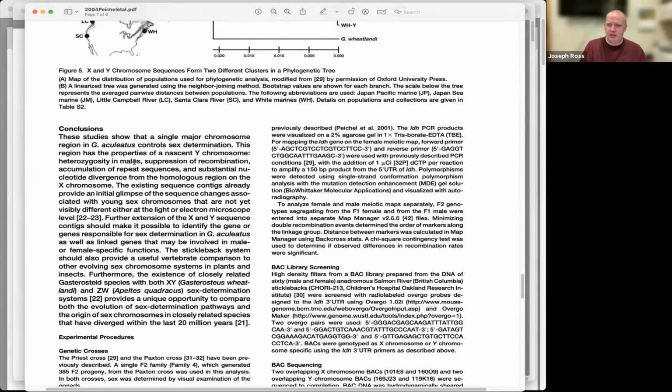Typically, this would be in the discussion section of an IMRaD structured paper. Here we have a conclusion section that once again will restate the conclusion of the paper, the goal. These studies show that a single major chromosome region controls sex determination, and then some other keywords and phrases that you can look for, things like what should happen next in this line of research. Further extension should make it possible to do something, and this species provides a unique opportunity to do some additional future work.